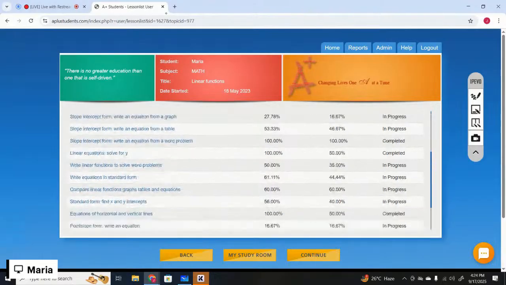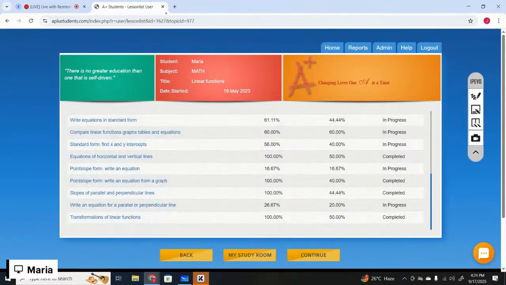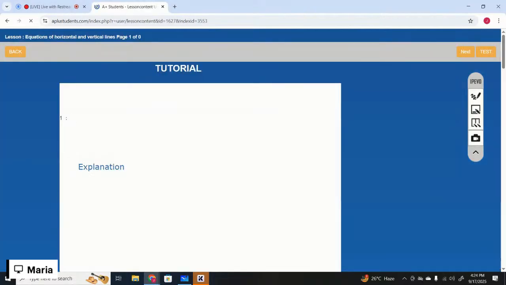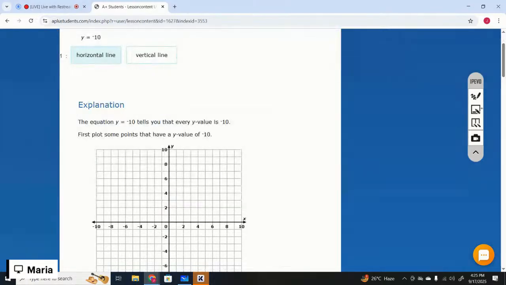The next lesson is equations of horizontal and vertical lines. Let's just start with the lesson. Is the graph of the equation a horizontal or vertical line? y equals negative 1.